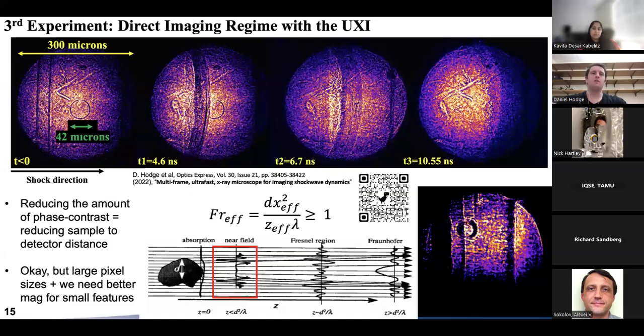And so we had a third experiment where we operated again in this regime, except we used the ultra-fast X-ray imaging camera. So effectively, by switching the beryllium compound refractive lenses with the sample position, just flipping those, it effectively reduces the amount of phase contrast, or that sample to detector distance, like I mentioned, which is why we're able to see a lot of these features significantly better. But with the UXI, lower resolution.